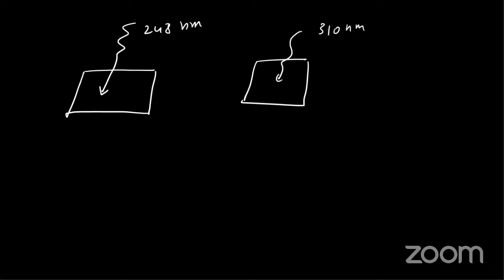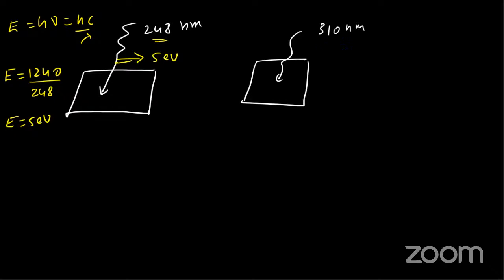I can use the formula E is equal to h nu, or E is equal to hc by lambda. hc is constant, so I can write 1240 by lambda. Lambda should always be in nanometer here. So I'll put 248 nanometer here. When I divide this, I get E equal to 5 electron volt. So the energy of this photon is 5 electron volt. Similarly here, energy is equal to 1240 by 310, which is 4 electron volt. So this photon has energy of 4 electron volt.